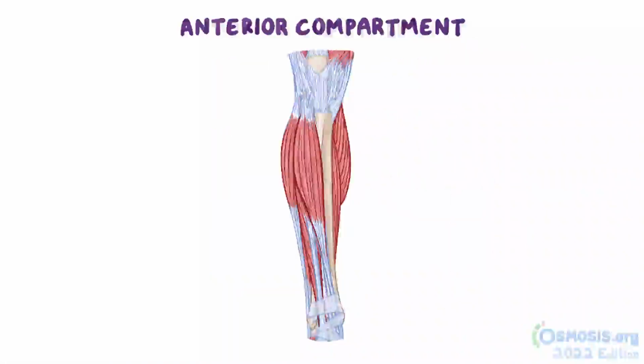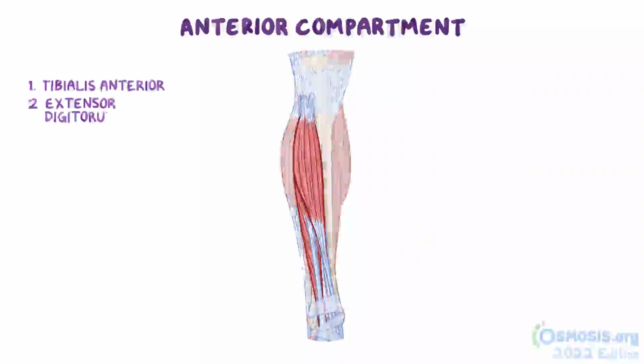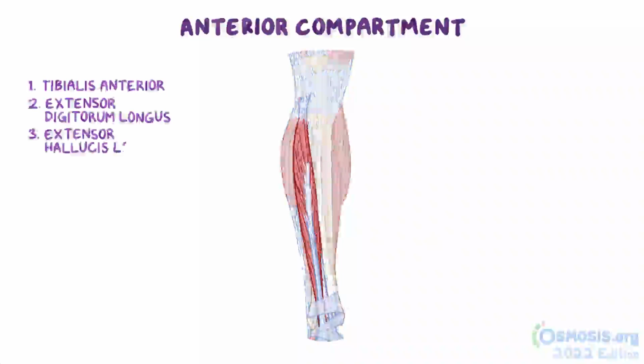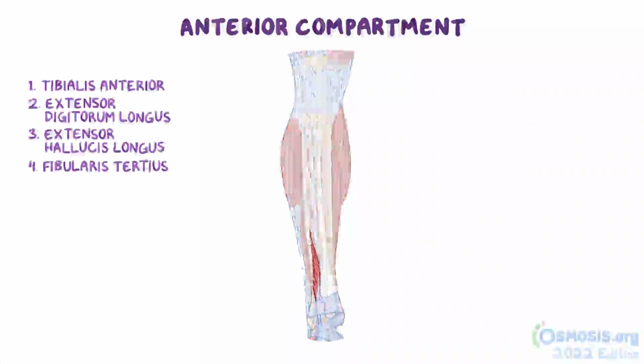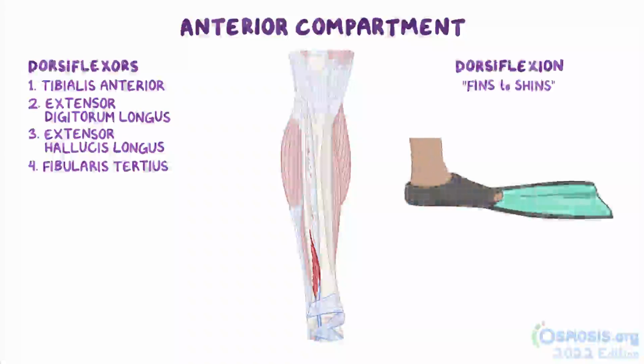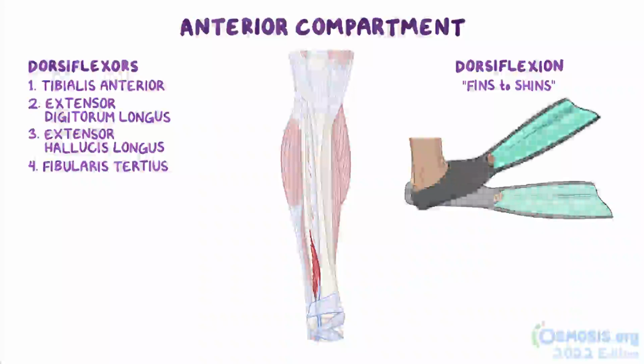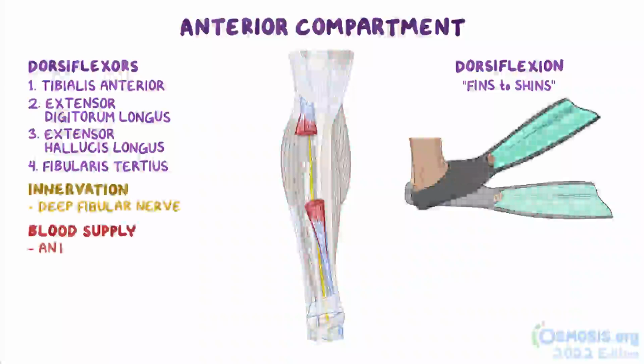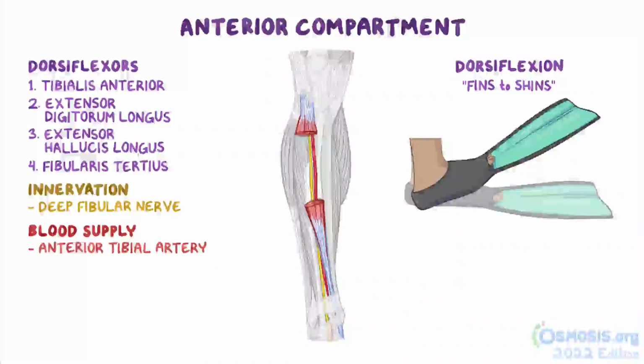The anterior compartment contains 4 muscles: the tibialis anterior, extensor digitorum longus, extensor hallucis longus, and fibularis tertius, which are all dorsiflexors of the ankle, raising the toes and depressing the heel. To remember dorsiflexion, think of the phrase fins to shins, with your toes being the fins you use to swim and you're bringing them up to your shins. The muscles in the anterior compartment are innervated by the deep fibular nerve, and blood is supplied via the anterior tibial artery.